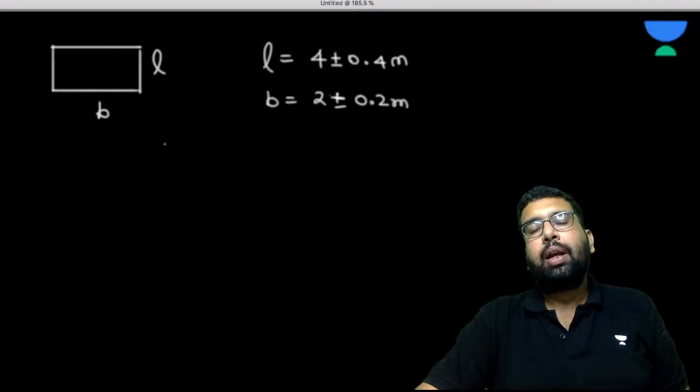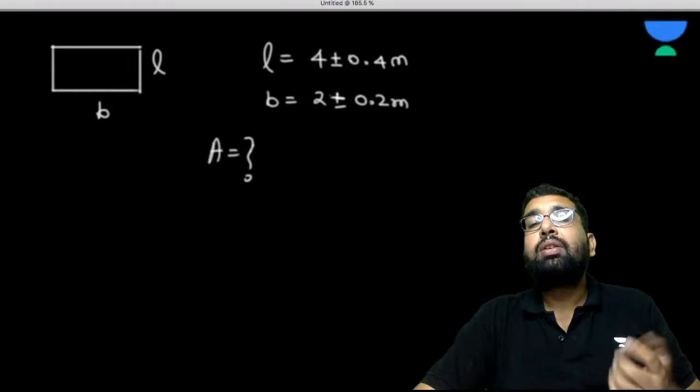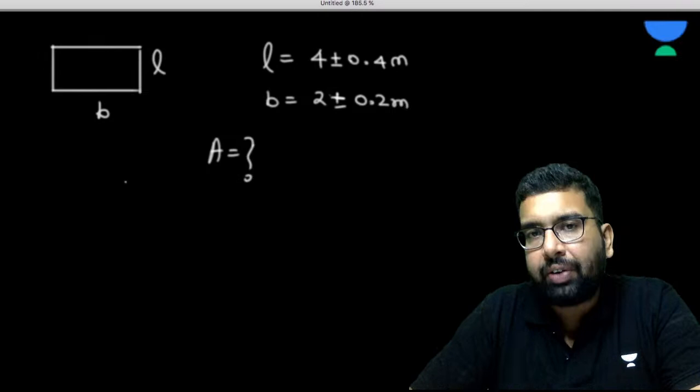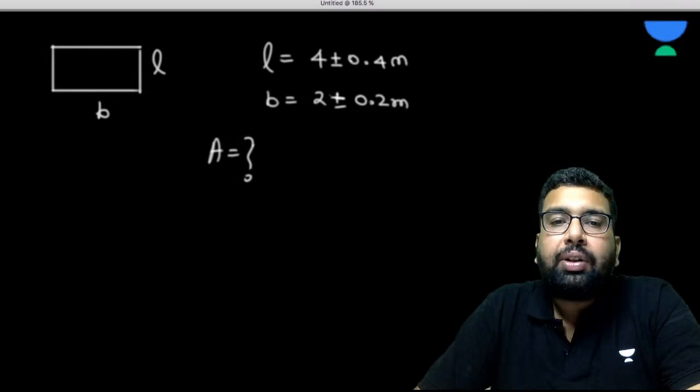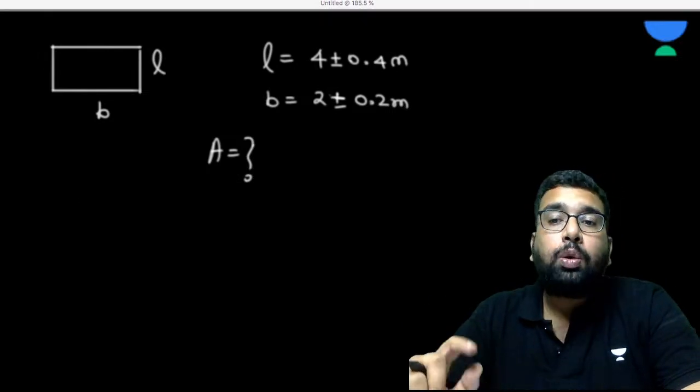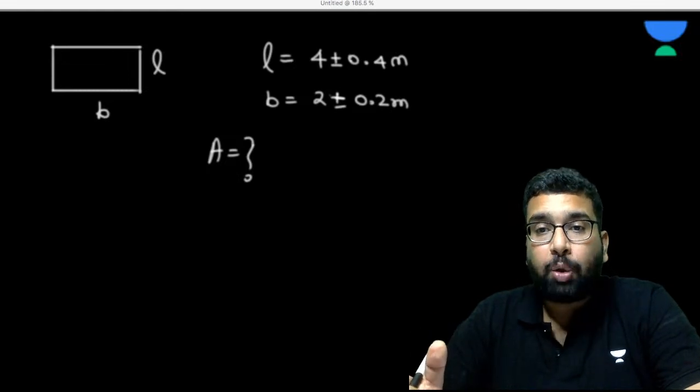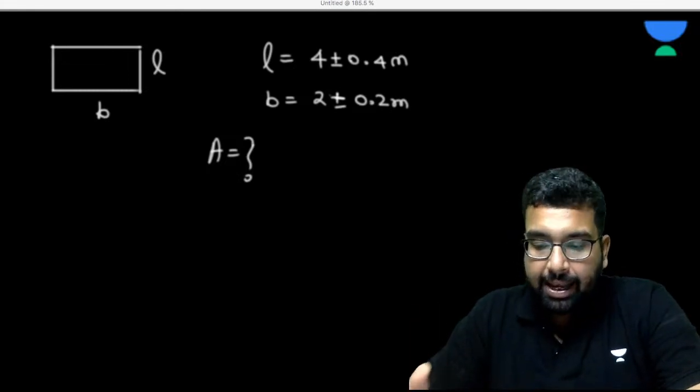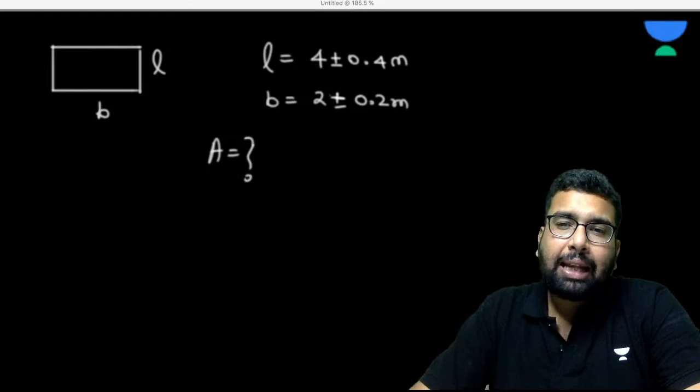Okay. Now you need to give the area. Now someone is asking you the area. What is the right way of giving the area? You must give the true value of area, and you must give the maximum error possible to the area. Okay, this is the right way of presenting any physical quantity.